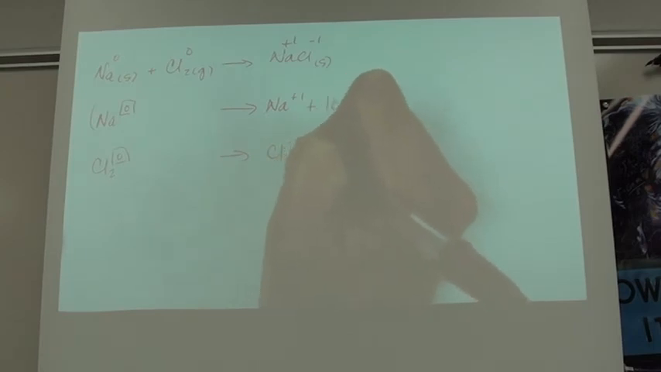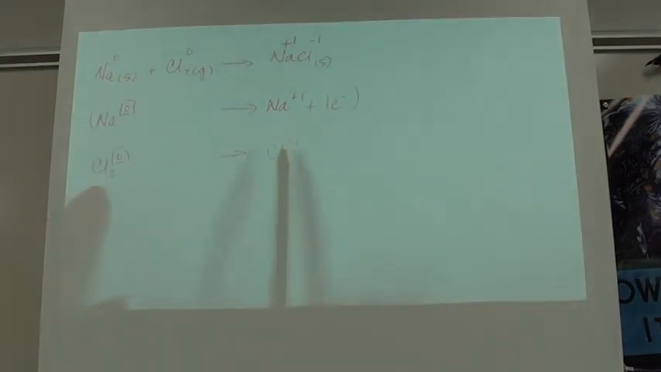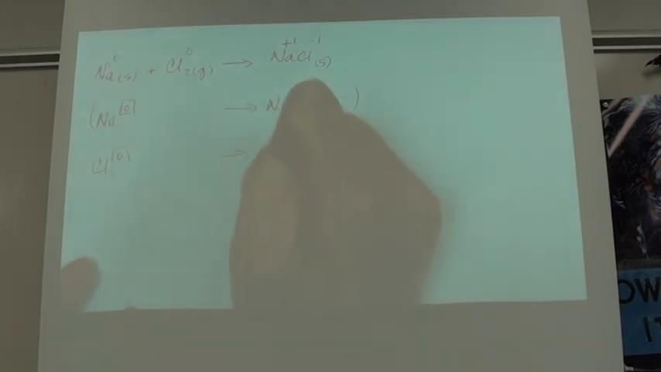In reduction, I had chlorine gas goes to the chlorine ion. This is the first time that I have some balancing of mass to do. There are 2 chlorines here, there's 1 here. I balance it simply by doing this. Don't have to worry about the H's and the O's, just moving on.